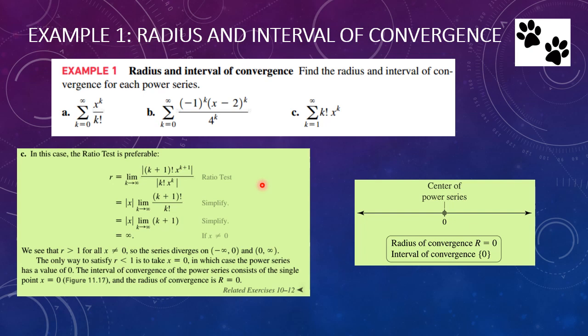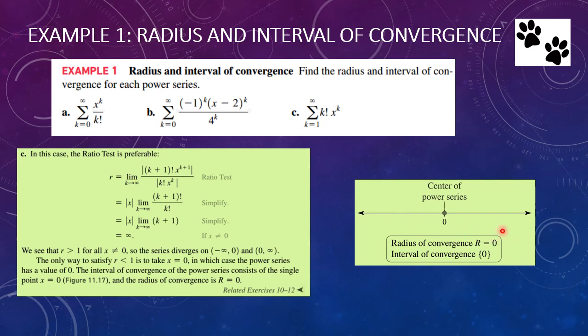So we see that r is greater than 1 for all x not equal to 0. So the series diverges from negative infinity to 0 and 0 to infinity. The only way to satisfy r is less than 1 is to take x equals 0, in which case the power series has a value of 0, right? If we plug in 0 here, 0 times infinity is still 0. The interval of convergence of the power series consists of a single point, x equals 0, and the radius is r equals 0.